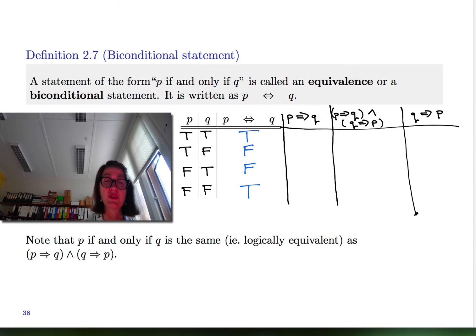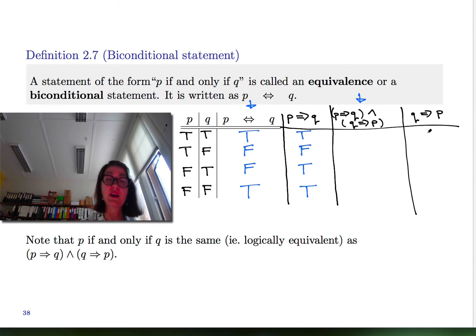So let's go through the table now and make sure we understand how that works. The point I was trying to make here was that we can think about P if and only if Q as P implies Q and Q implies P. So those two columns, this column here and this column here, should be logically equivalent. So our definition of P implies Q is true when P and Q are both true, false when P is true and Q is false, and it's true whenever P is false.